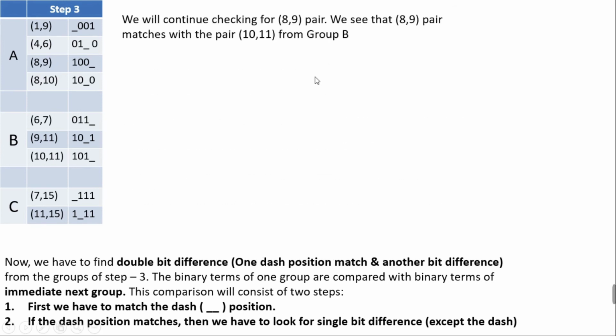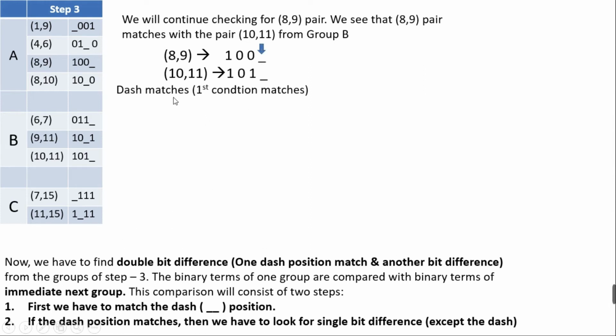Okay, so we are going to continue the same thing for this 8 9 pair now. If we continue our comparison, the 8 9 pair will actually match with the 10 11 pair over here. So let's see how it can be done. You can see the binaries, and the dash position actually matched right there. Both of the dashes are at the 4th place, so the first condition matches. Now let's see whether the second condition is satisfied or not.